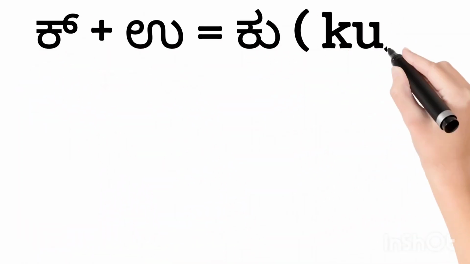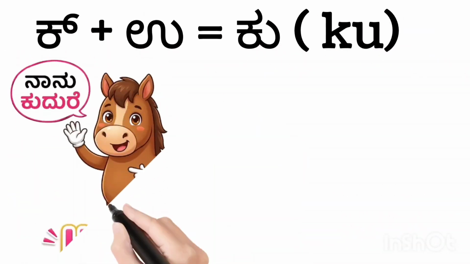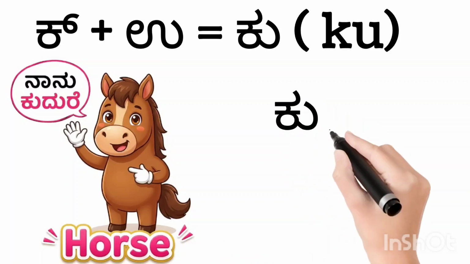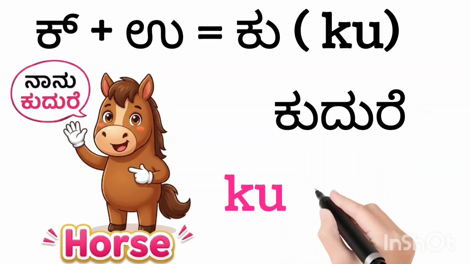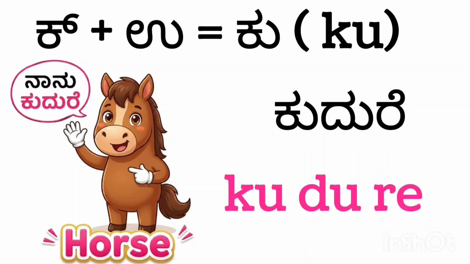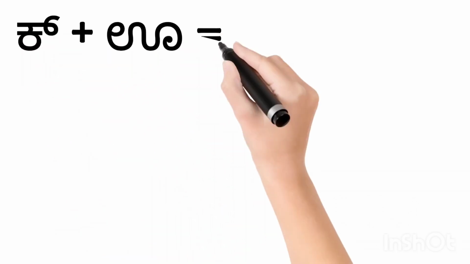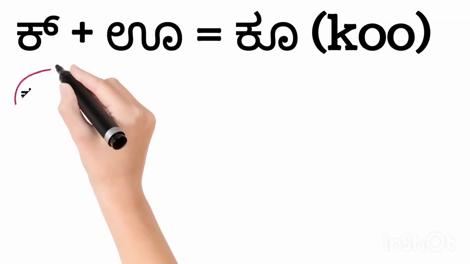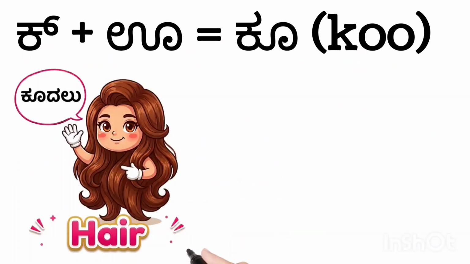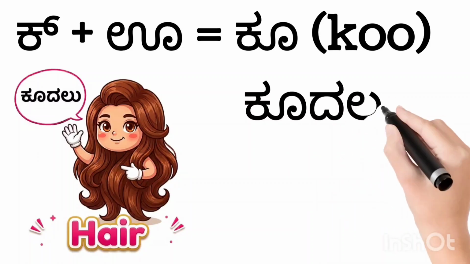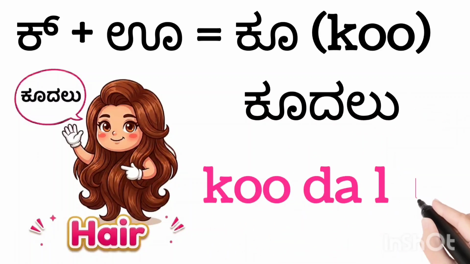K plus U is equal to Ku. Ku kudure. Kudure horse. Ku kudure. K plus U is equal to Ku. Ku ಕೂದಲು. ಕೂದಲು hair. Ku ಕೂದಲು.